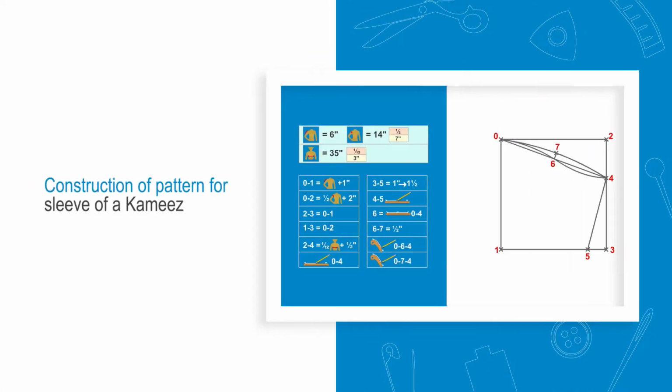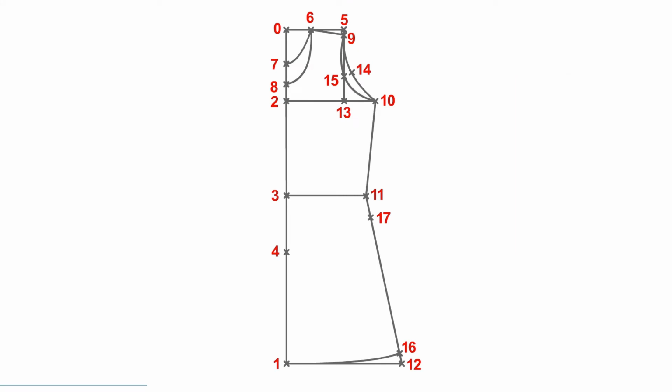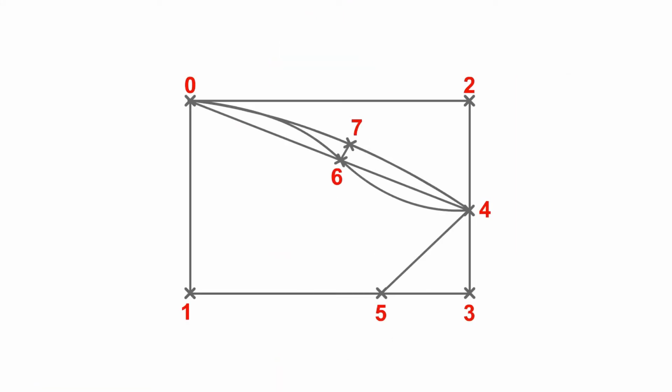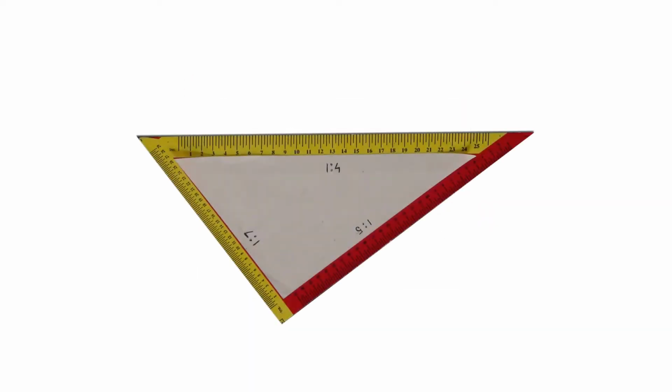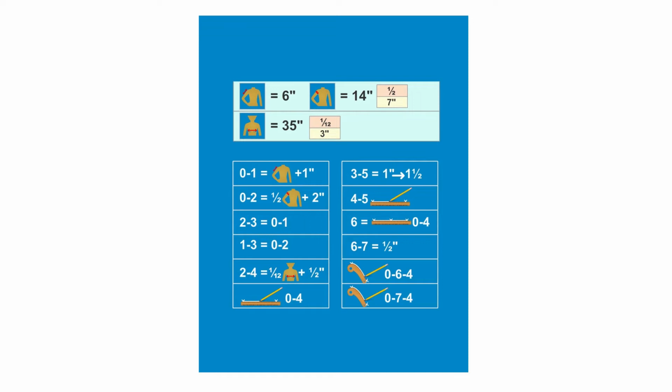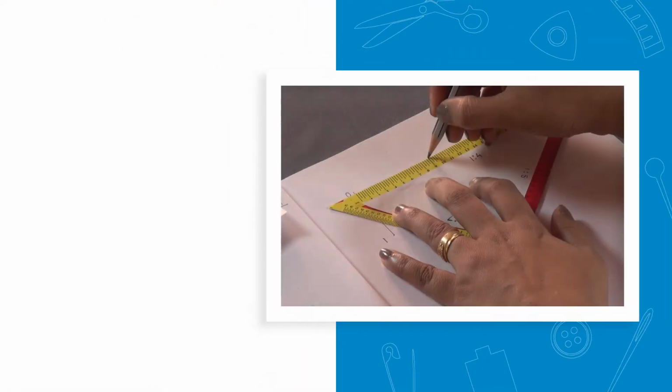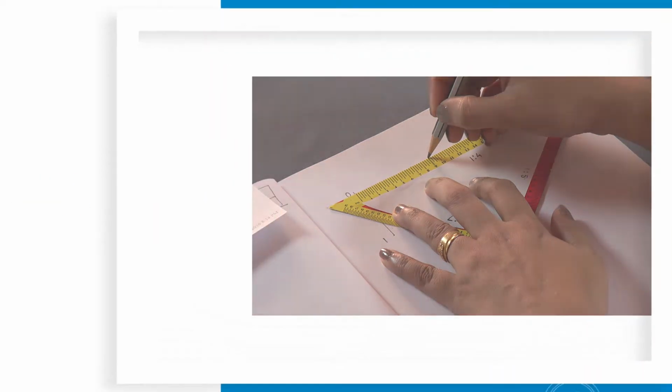Construction of pattern for the sleeve of a kameez. In the previous session, we constructed the pattern for a kameez. In this session, we will see how to construct the pattern for the sleeve of a kameez using a triangular scale based on drafting instructions. At the end of the session, you will be able to construct pattern of kameez sleeve using a triangular scale.